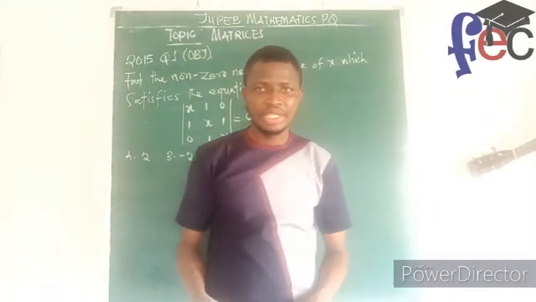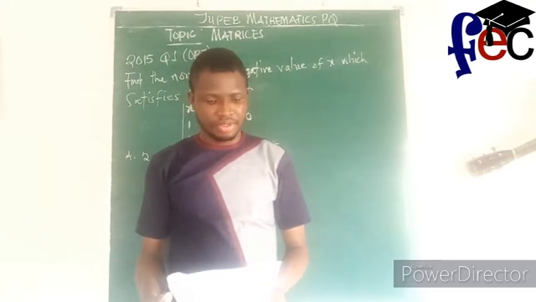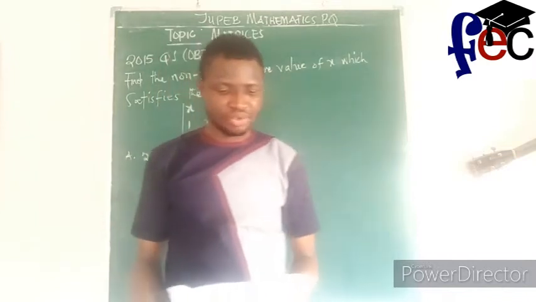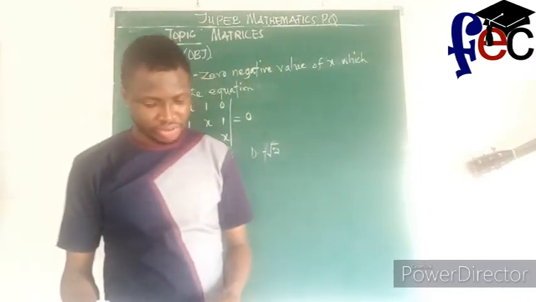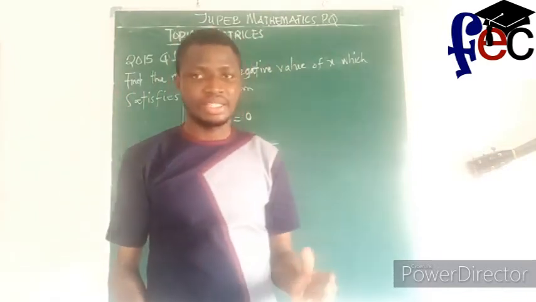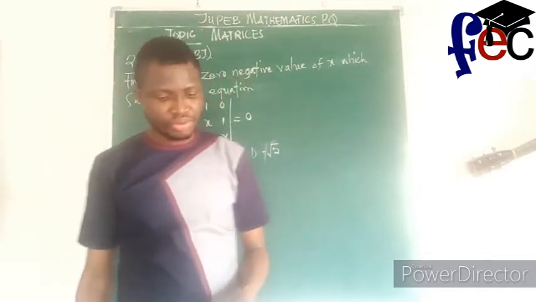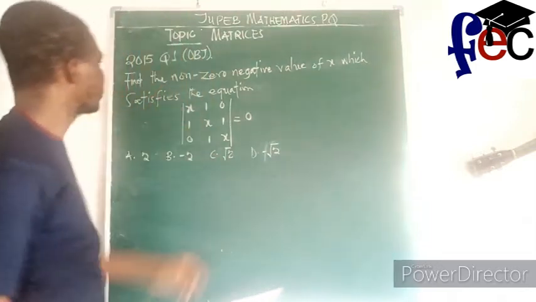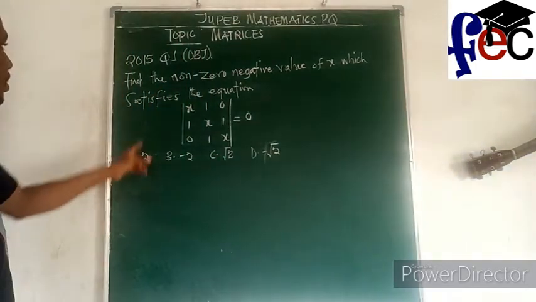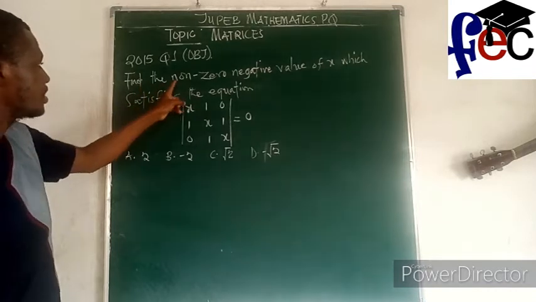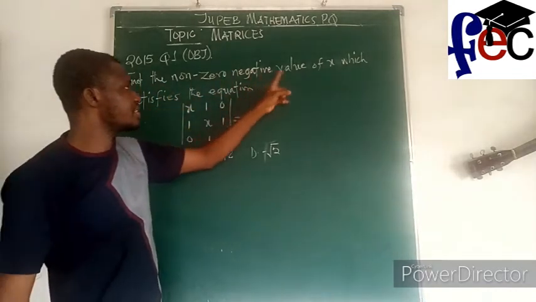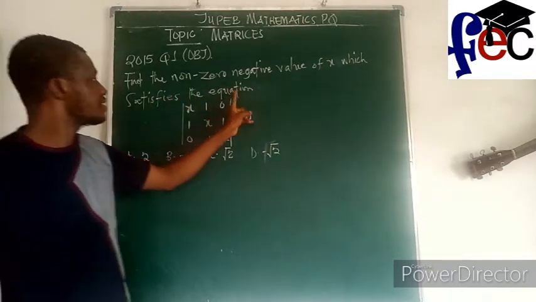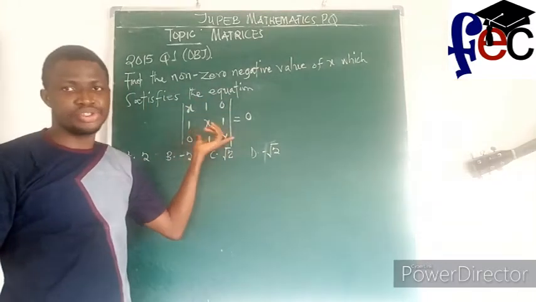Today we'll be looking at matrices questions from JUPEB past questions. So we have 2015 and 2019 last year. For 2015, question 1 was on matrices. The question says: find the non-zero negative value of x which satisfies this equation.